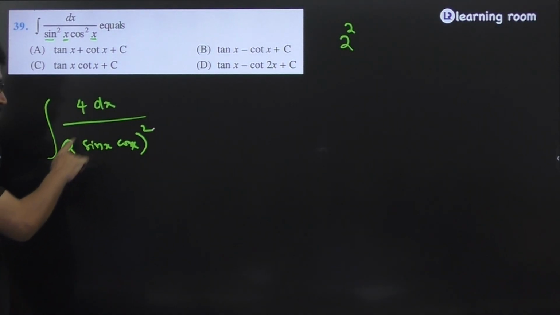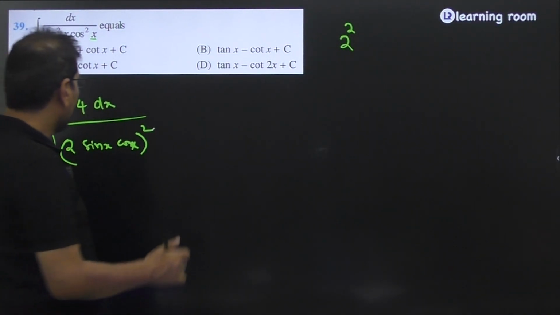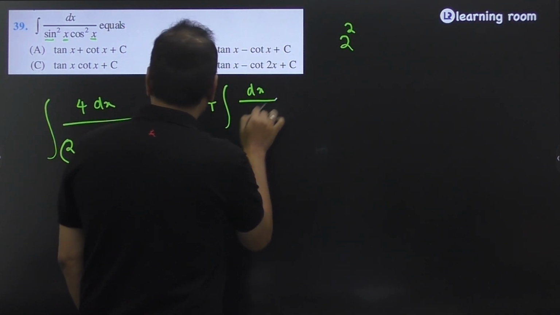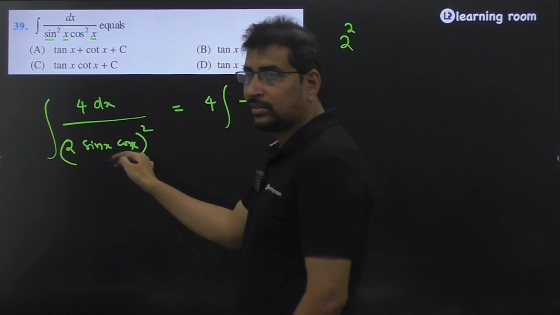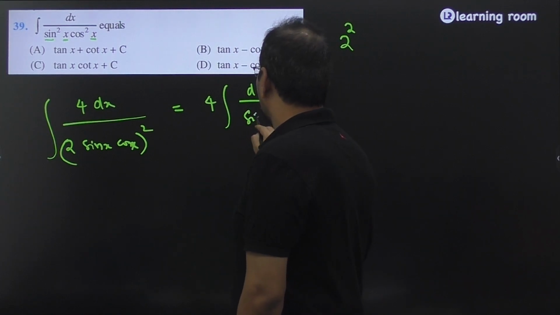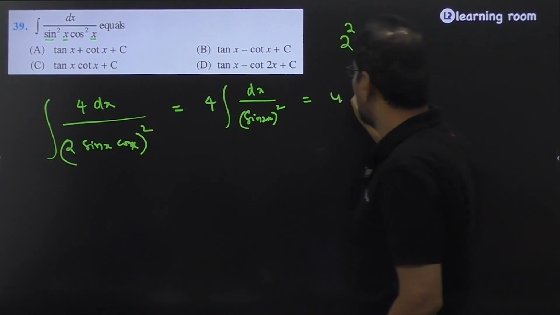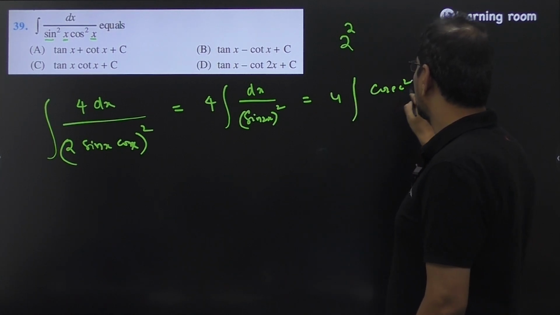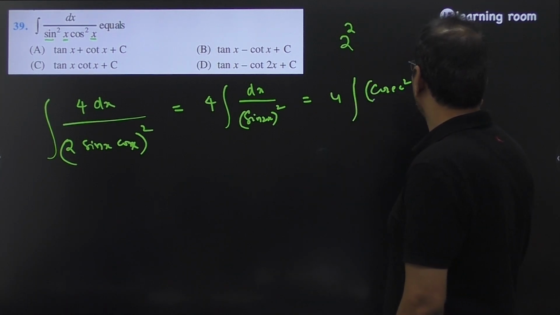I hope you understood. This is 2 square with which I multiplied, so I combined it with sin x and cos x. So what will happen here? It will be 4 times the integral of dx divided by sin 2x, the whole square. And this can be written as 4 times the integral of 1 by sin square, which is cosecant square 2x times dx.